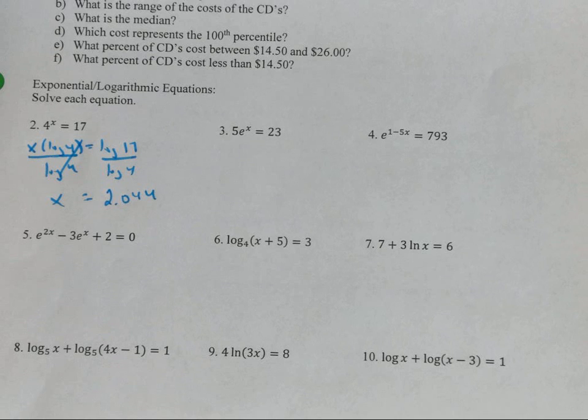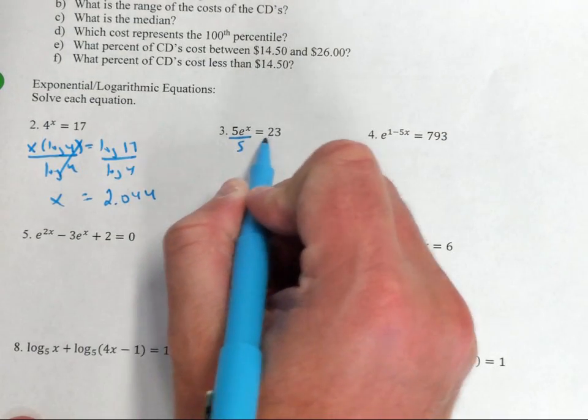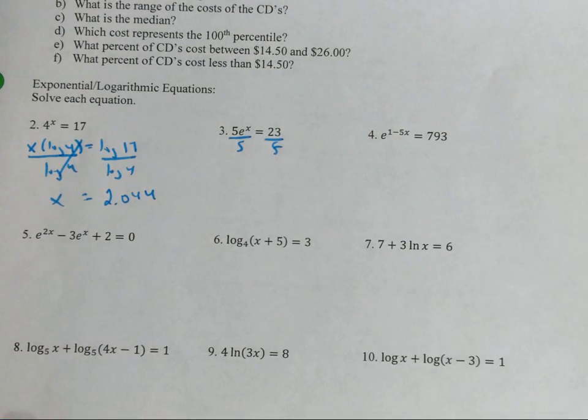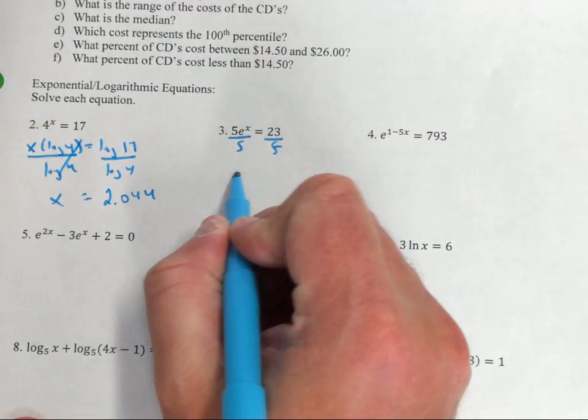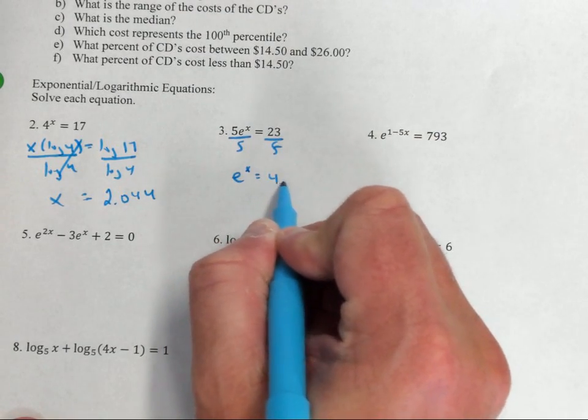Get e by itself. All by itself. So I'm going to divide both sides by 5. Let's do that now. So I have 23 divided by 5. I have e to the x equals 4.6.